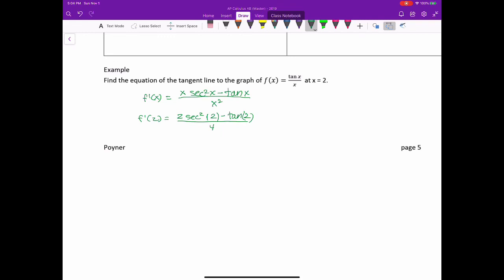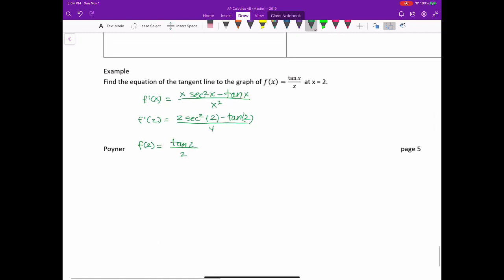The other piece I need to find for me to write the equation of a tangent line is I also have to find f of 2 to help me do that. So that means f of 2 is going to be the tangent of 2 over 2. Again, not a nice value, but I have the slope of the tangent line and I have the point of the tangent line. The point is going to be 2 comma tangent of 2 over 2.